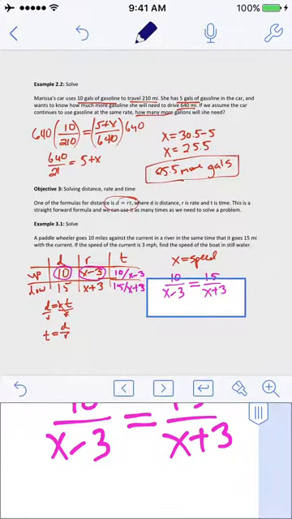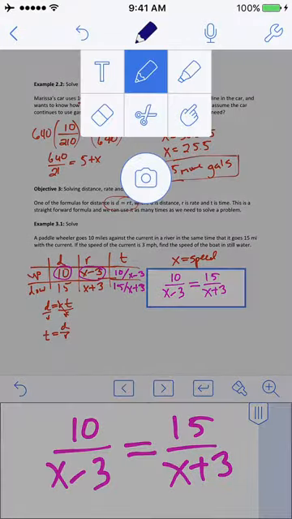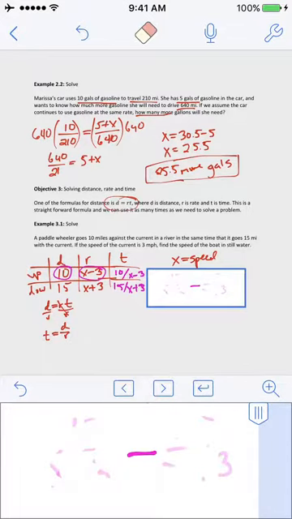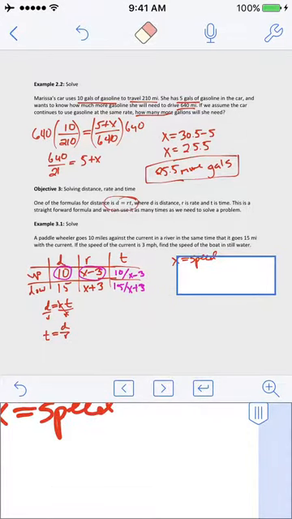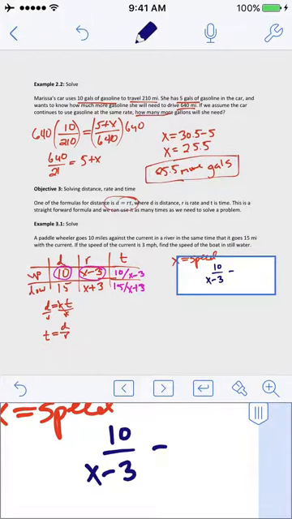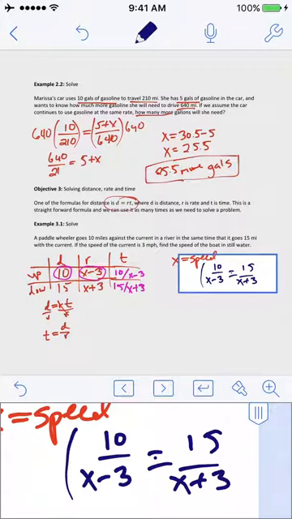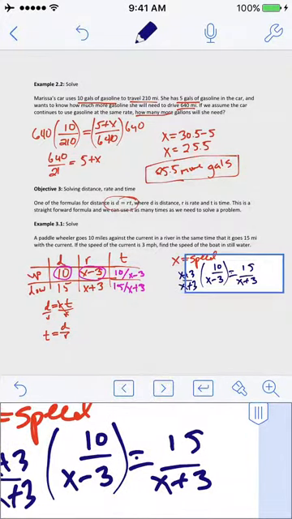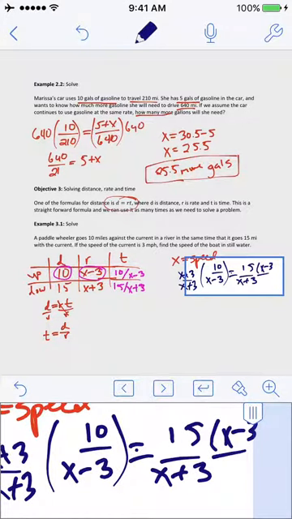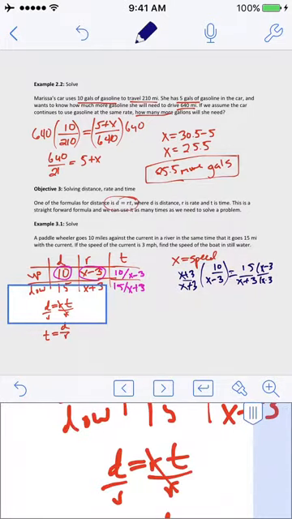Now I can solve using rationals. Since I noticed I kind of wrote that big, I'm going to write it a little smaller. So I have 10 over x minus 3 is equal to 15 over x plus 3. Now I need both sides to have the same denominator. So what's missing from the left side would be an x plus 3 over x plus 3, right? What's missing from the right side would be an x minus 3 over x minus 3.